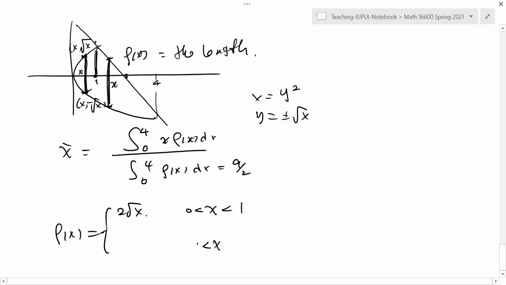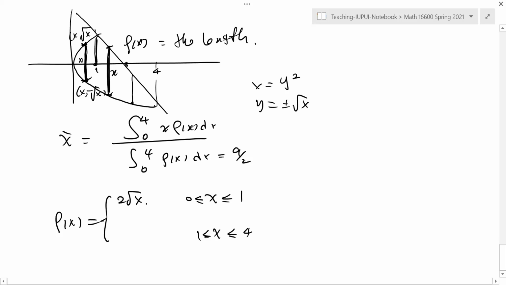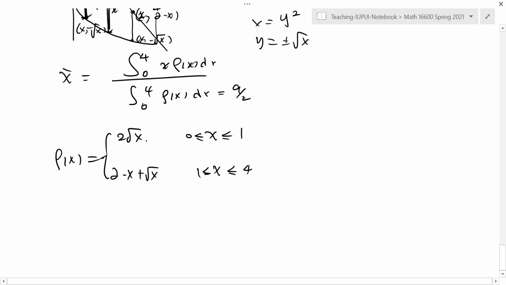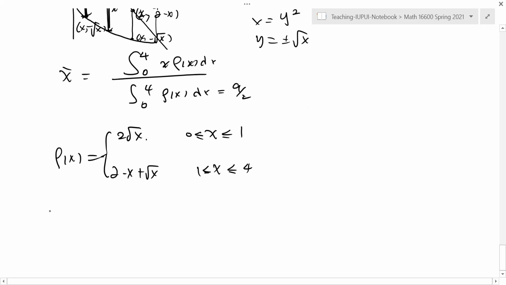But for x greater than 1 and less than 4, it's the difference of those two functions. The lower part is still negative square root of x. The top part, you have to solve for y: y is going to be 2 minus x. So the difference is 2 minus x minus negative square root of x, which is 2 minus x plus square root of x. So this is a piecewise defined function, and you should be able to get it done.